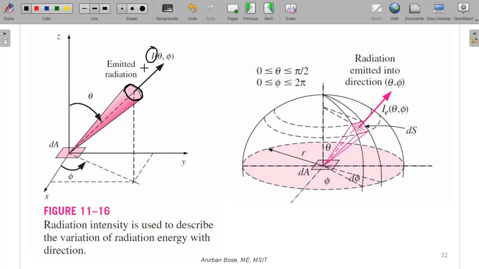Okay, so in case of emission, it is how much energy it is emitting. So this is the basic idea of intensity, and that will help you to find out within a particular angular window how much radiant energy will go. So that is why it is very important to define what we mean by intensity.